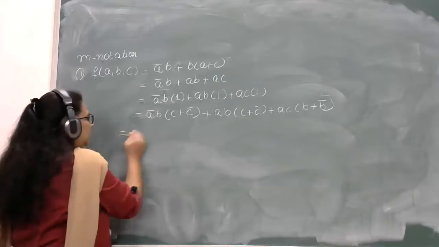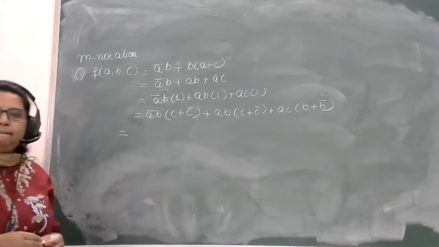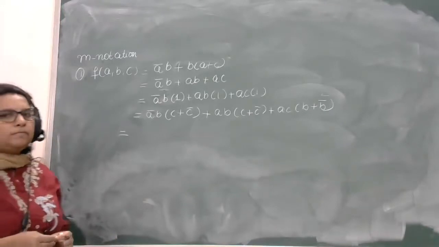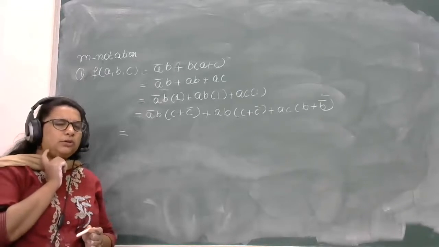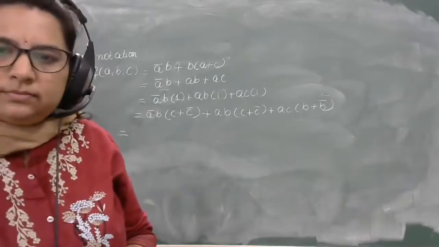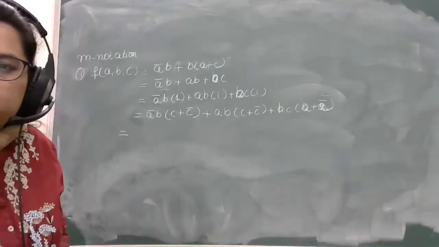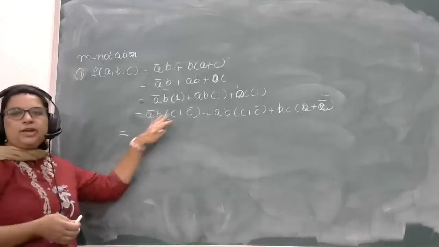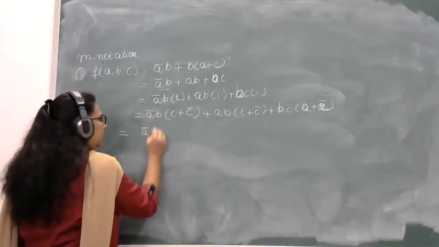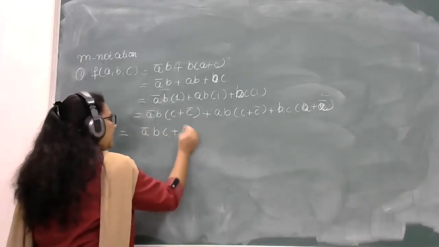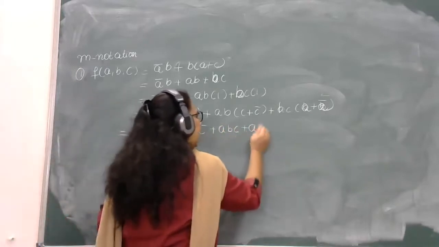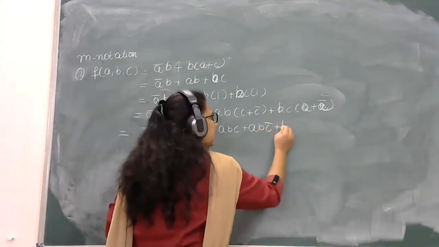So now what happens here? Then in the second line, when we multiply B, this is how I write my expression. Now what is my next step? I'll apply the distributive law and it becomes A bar B C plus A bar B C bar plus A B C plus A B C bar plus B C A.